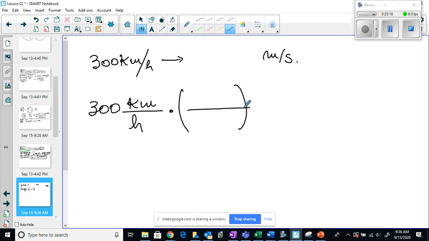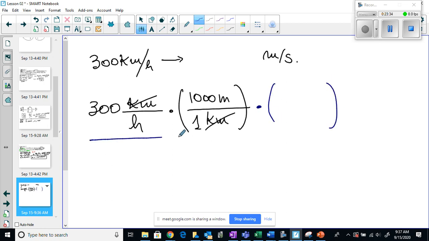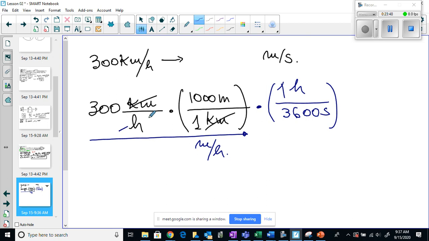When we are converting, what we are doing is multiplying by a ratio of 1, expressed in different units. So this will be 1 kilometer, and on the top we will have 1,000 meters, because kilometers and kilometers are canceled out. Up to this point, the units will be meters per hour. Let's convert hours now into seconds. In 1 hour, we have 3,600 seconds. So hours and hours are canceled out, and at the end we have units of meters per second.